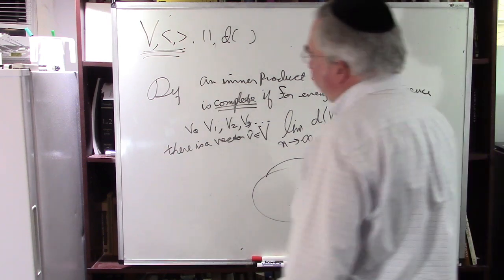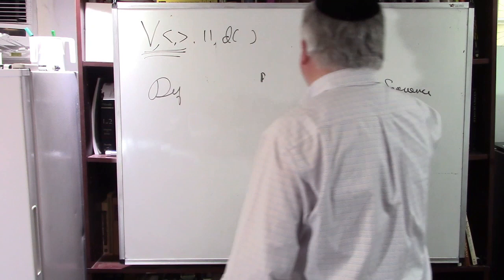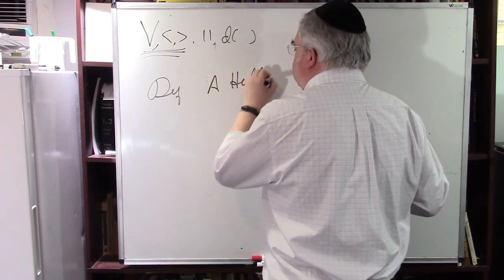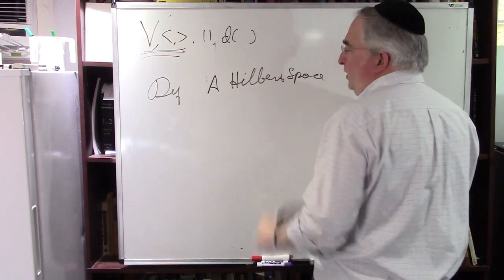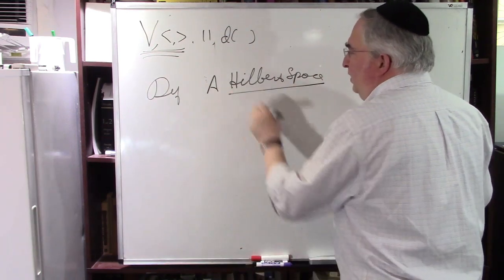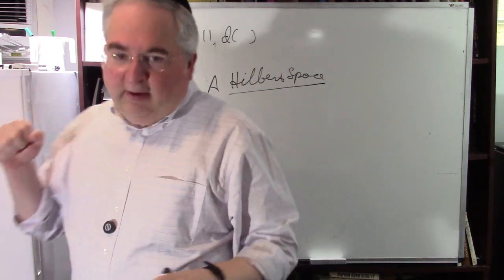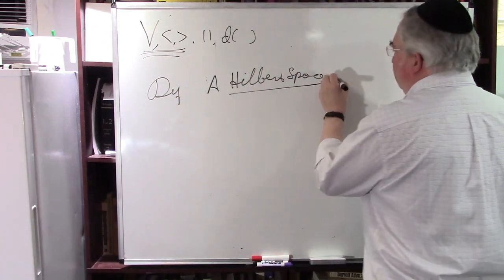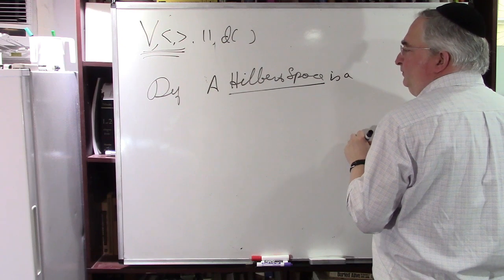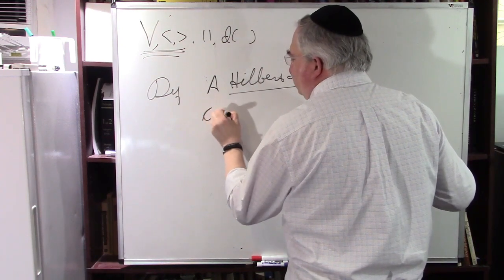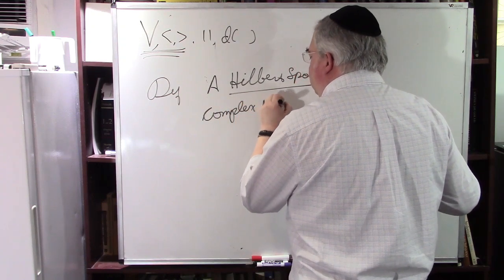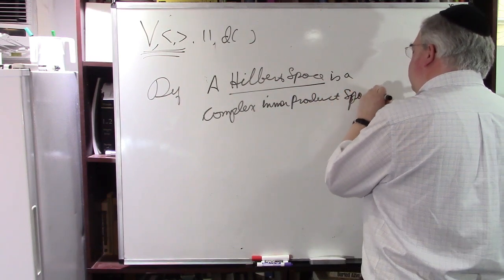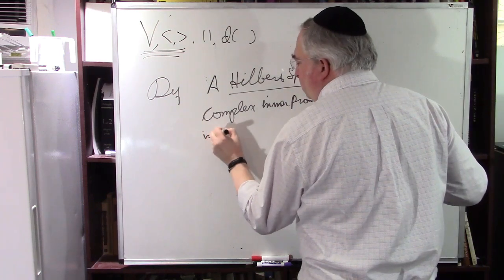Now, another definition. A Hilbert space, and that's what we're aiming at the entire time. So these are the types of complex vector spaces that we're going to be dealing with for a lot of the time. A Hilbert space is a complex inner product space that is complete.